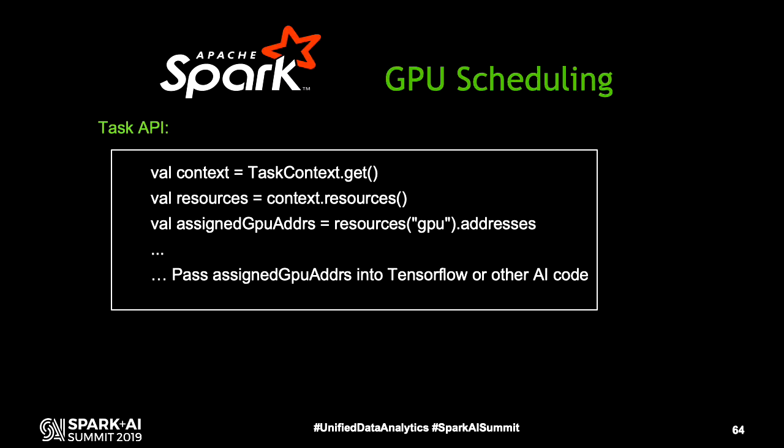So the API. This is a task API that you can use to get what you've been assigned. In this case, you just use a task context, and you can look at the resources, and that gives you a resource information object back. The main thing of interest here is the address, right? I want to know, am I on address 0, 1, 2, what have I been assigned? And you can pass that into TensorFlow or whatever other framework you're using.